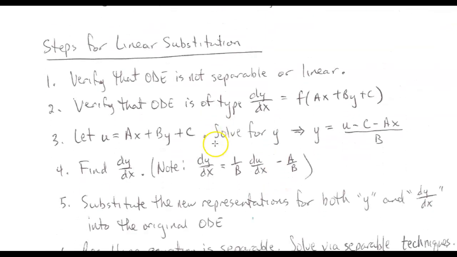So for the steps, we want to verify that our ODE is not separable or linear in its current form. And the reason why we want to do that is because if it's separable or linear, we'll just use separable or first order linear techniques to be able to solve that equation. Then next, we want to verify that it is of this type, okay? And then afterwards, if it is, then we let u equal this linear expression here.